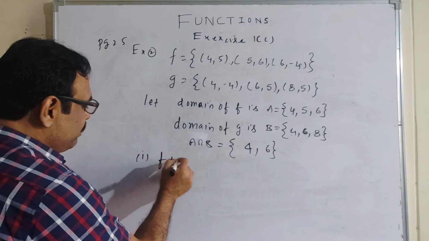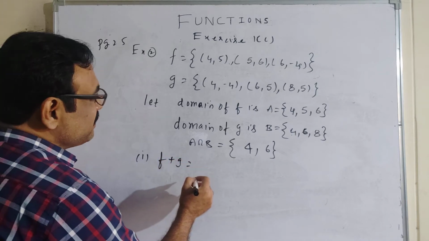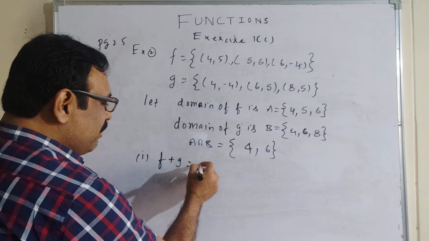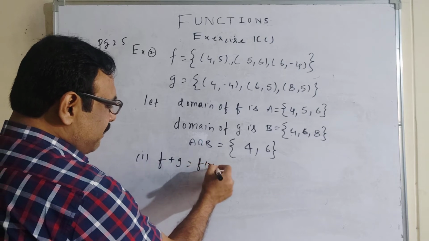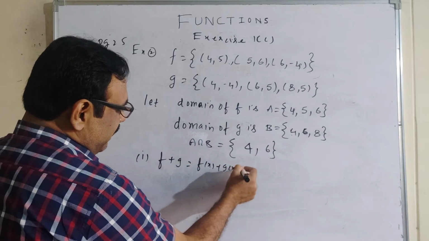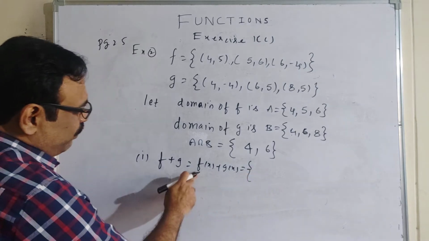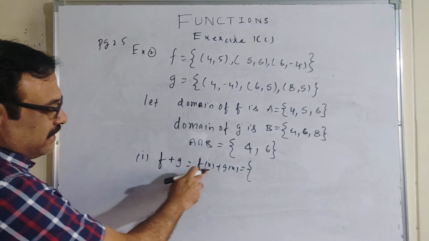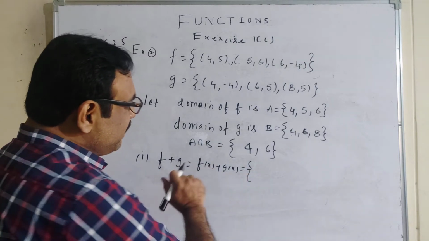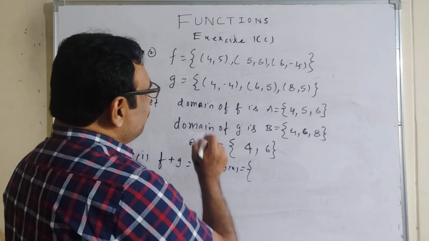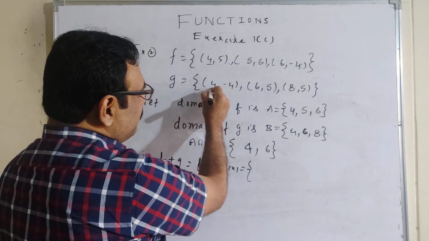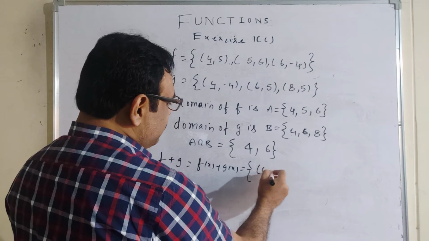Now coming back to this point, f plus g in the sense what? Adding these two functions, that is f of x plus g of x. First you need to understand what is f of x. This is in the codomain. What is g of x? That is also in the codomain. First I understand this is 4, this is 4, I'll be writing 4.